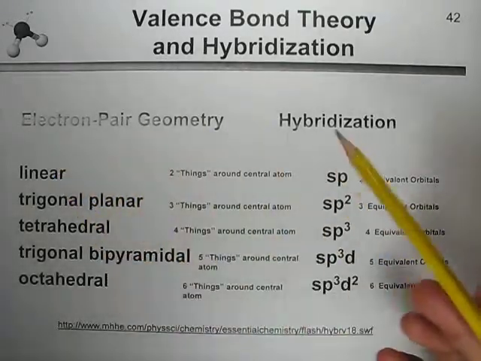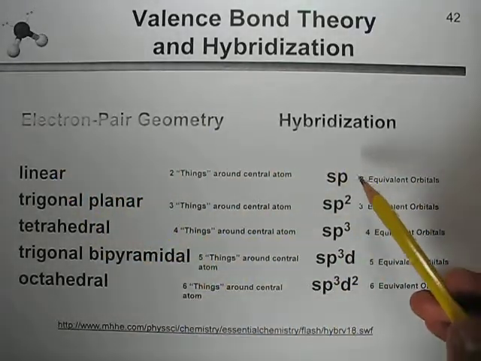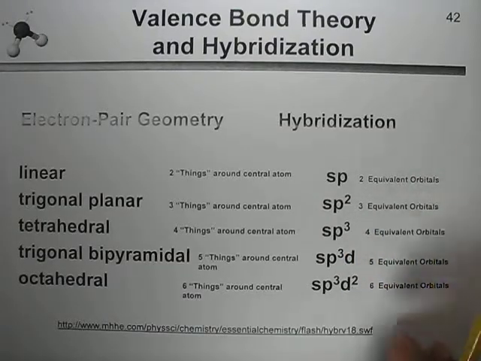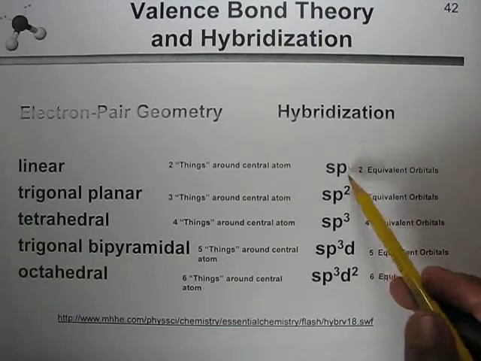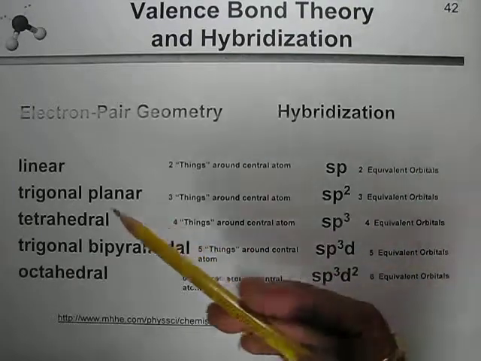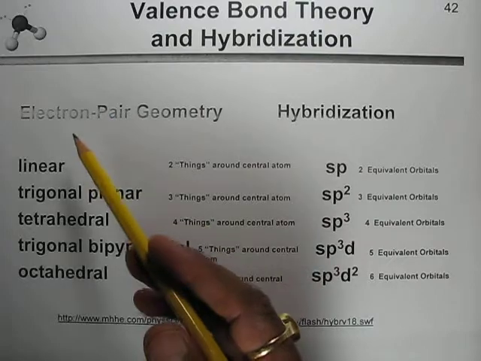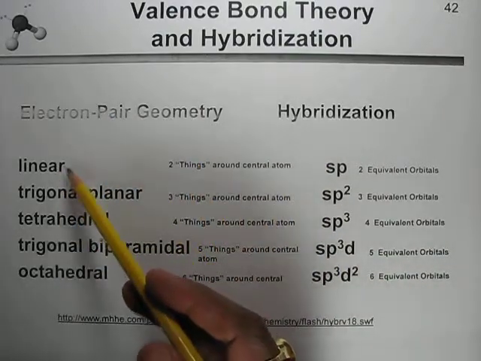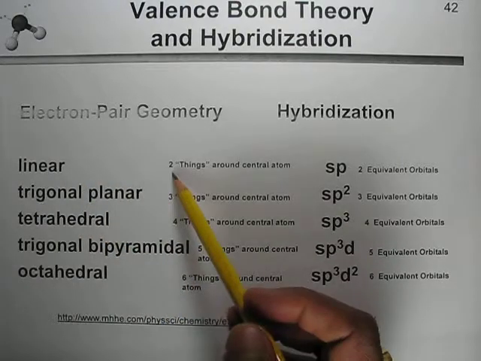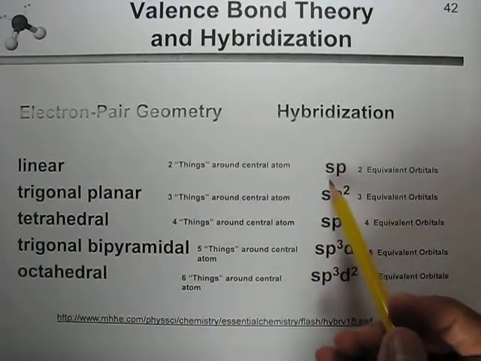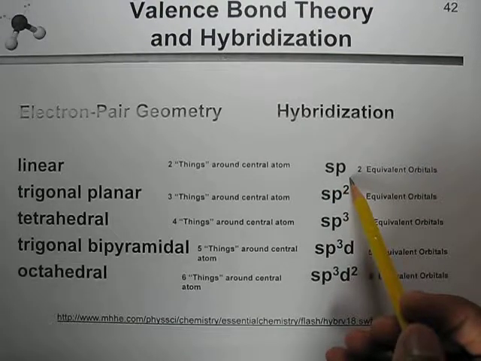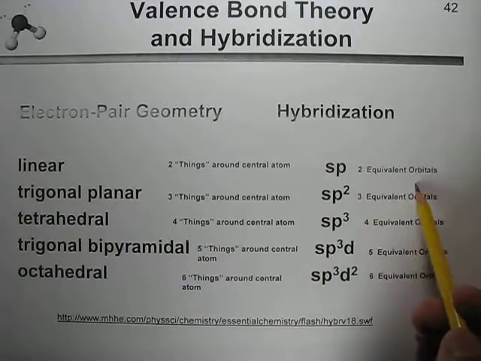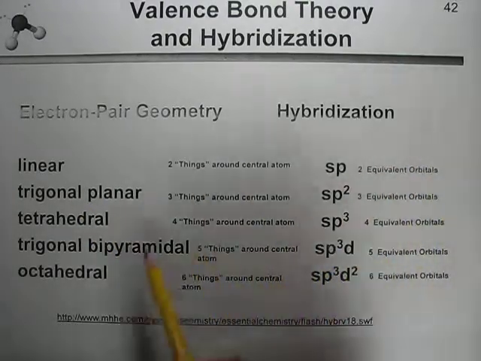Hybridizations are sp, sp2, sp3, sp3d and sp3d2, and these are mainly for the central atom, and they are correlated with the electron pair geometry. If a molecule has linear electron pair geometry, only two things around the central atom, then the central atom will have sp hybridization, and it has two equivalent orbitals. What does it mean? I will explain in the next slide.